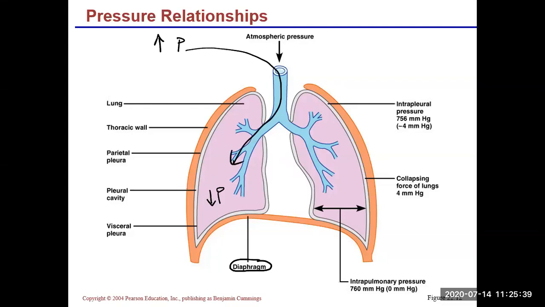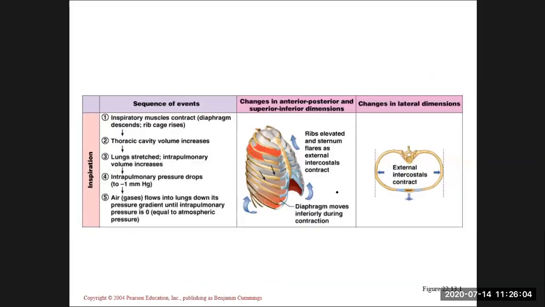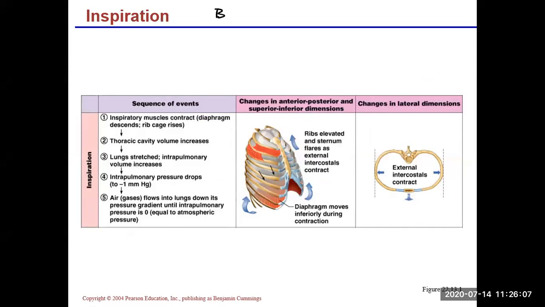But at times the pressure might increase in here, and as a result this might be more than the pressure outside, so it's going to go the opposite way. So this is where inhalation and exhalation come in. So let's go ahead and take a look at how inhalation and exhalation occur, which is related to Boyle's law.